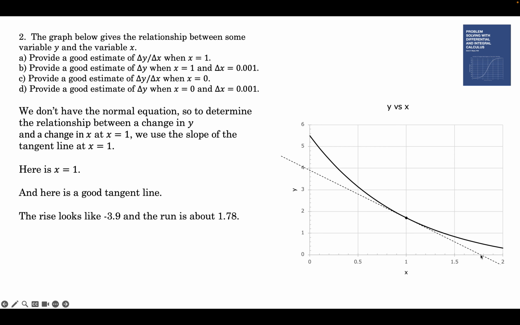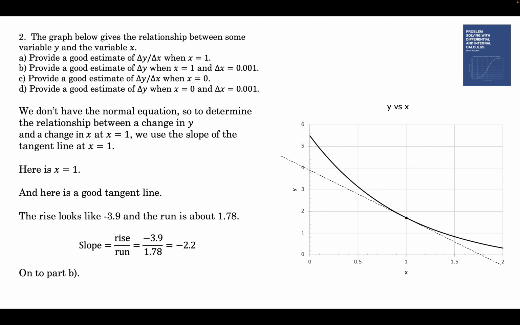Run 1.77, 1.78, 3.9. I'm buying it. Goes down 3.9, 1.78 over. That looks good to me. Slope is minus 2.2. That's delta y over delta x. So that's the answer to part A.